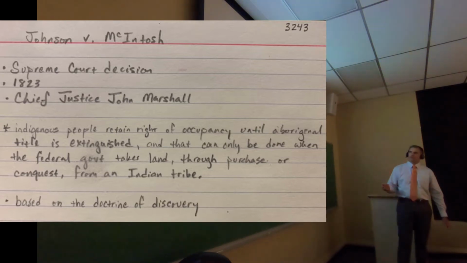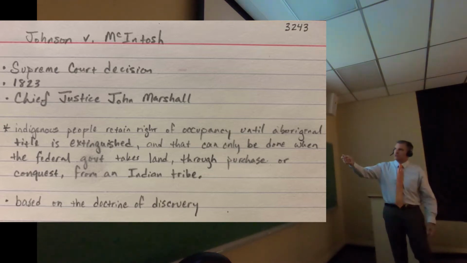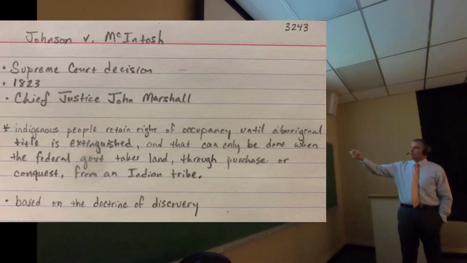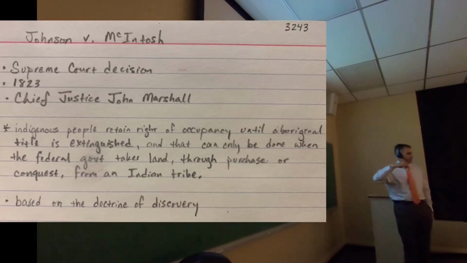Okay, so now this requires us to know some terms. Here are some really important ones to underscore. Occupancy, aboriginal title. We'll talk about that in a little bit. Aboriginal title, really important term. I think I mentioned it last time, didn't we talk about that?